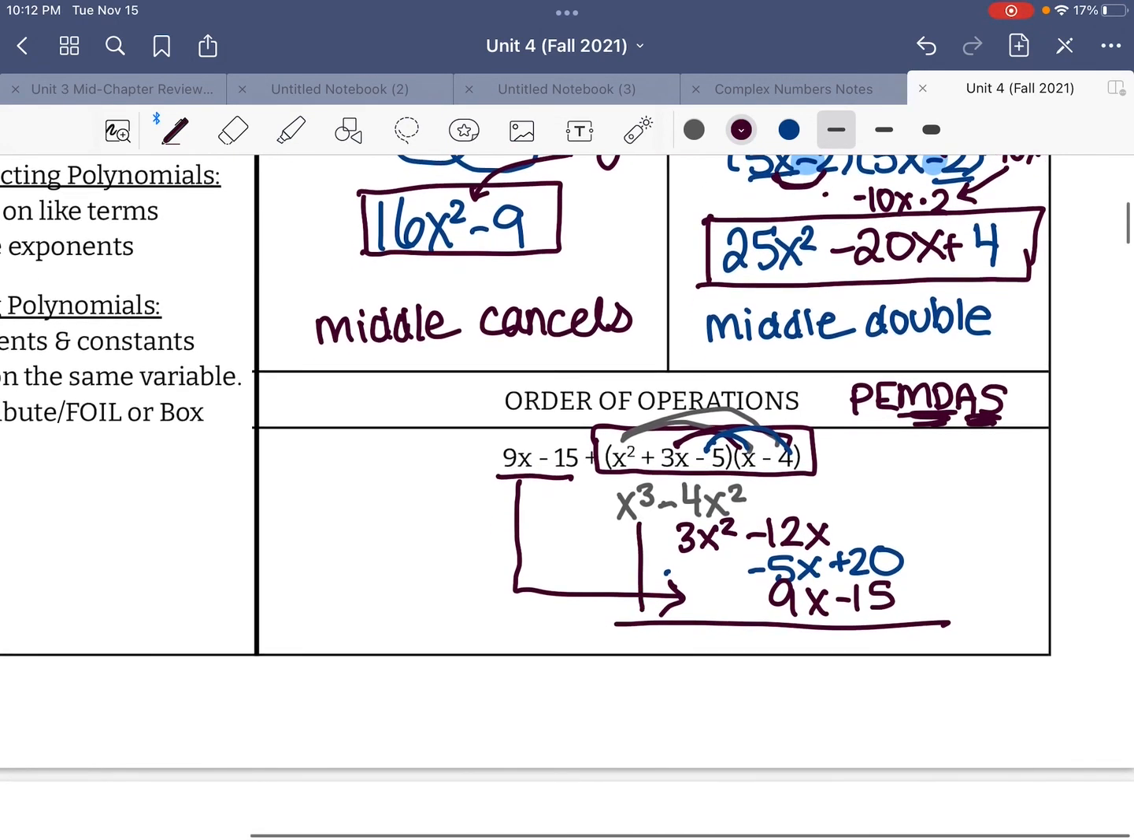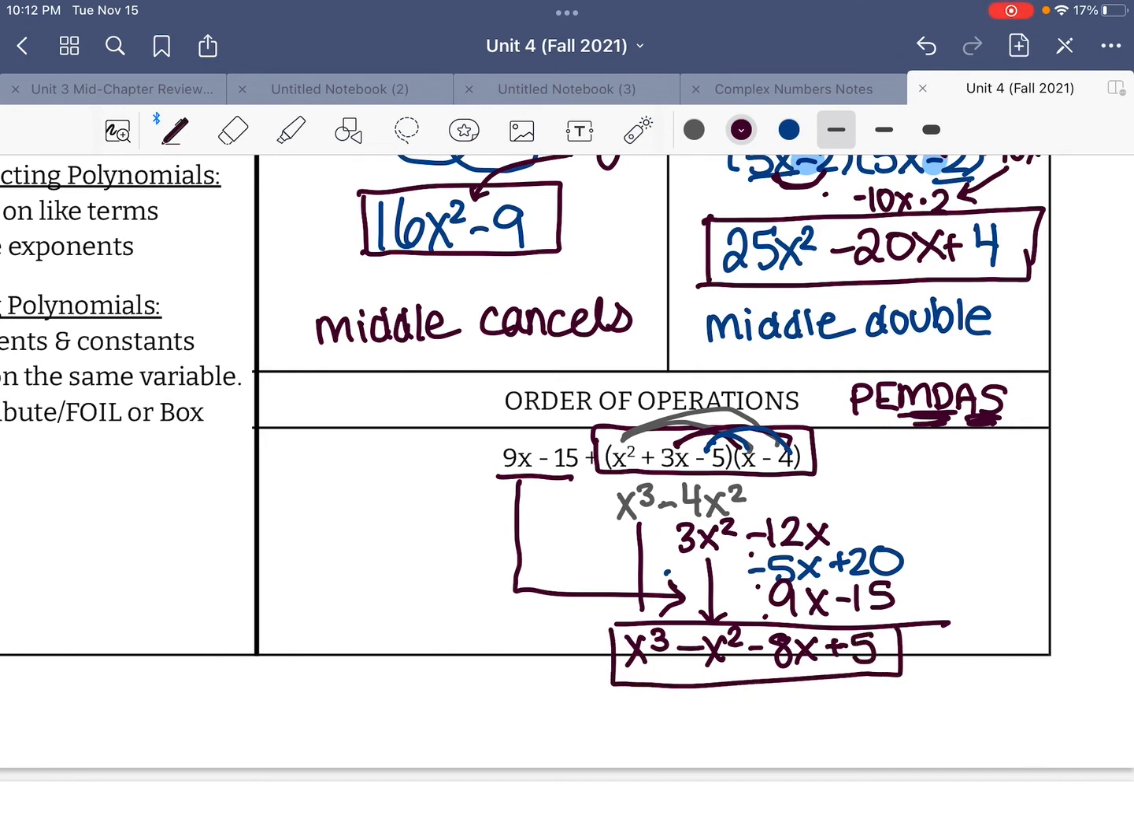So I get x cubed, negative 1x squared, negative 12 minus 5 is negative 17, plus 9 is negative 8x. And 20 minus 15 is 5. So there's just really like 2 steps where I multiply it all together here first, and then I add in the other part at the end. That's it.